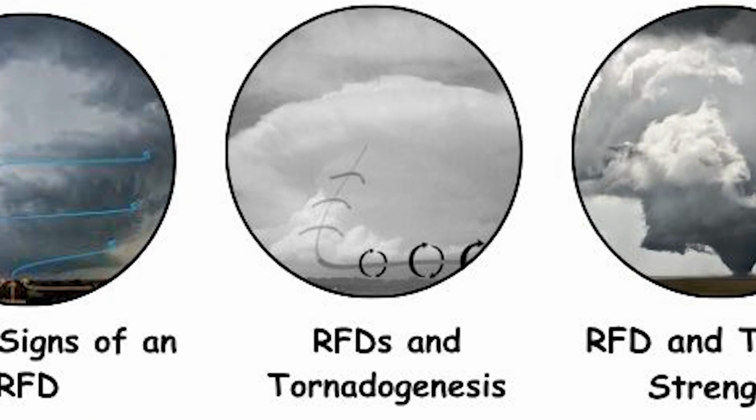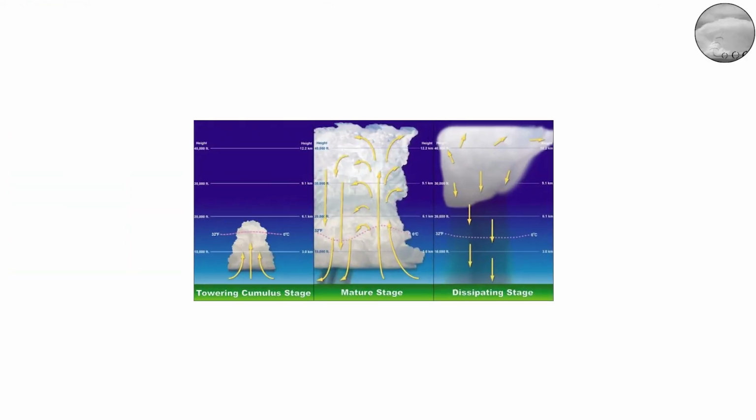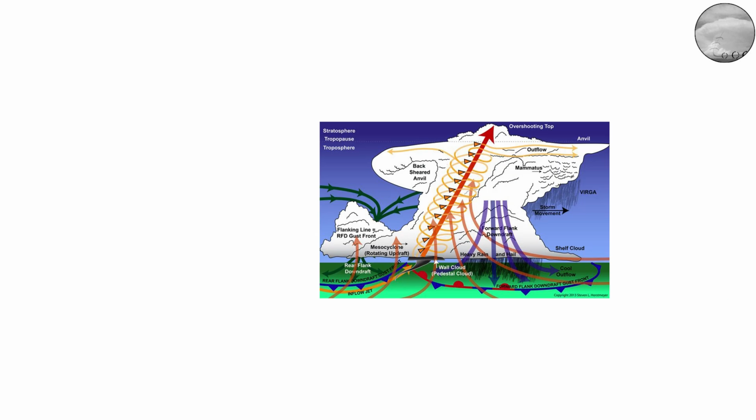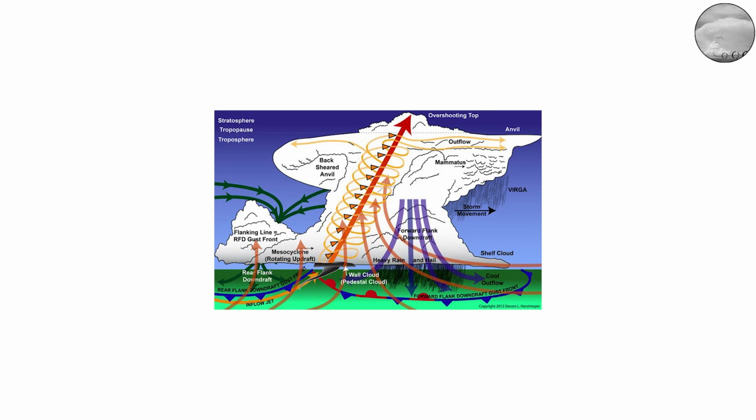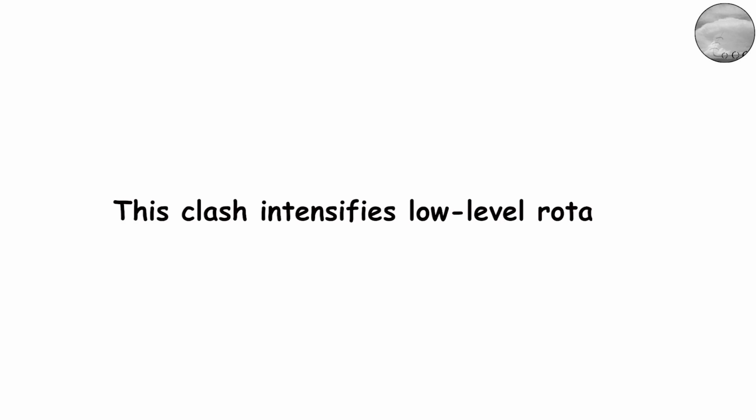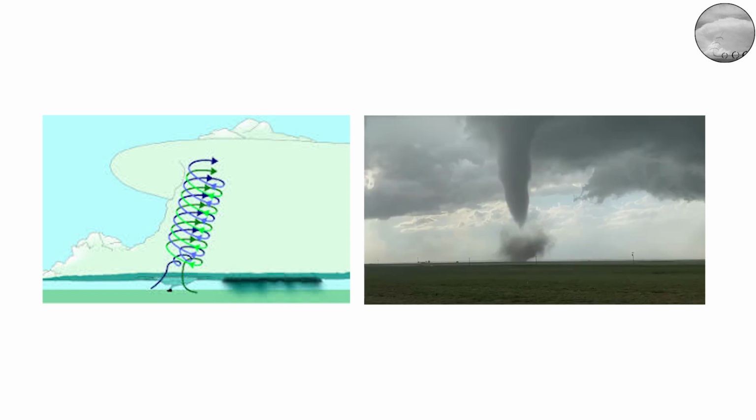RFDs and tornadogenesis. The RFD's most crucial role is in tornadogenesis, the process by which a tornado is born. When the RFD hits the ground and curves around the mesocyclone, it creates a zone where inflowing warm, moist air slams into descending cool air. This clash intensifies low-level rotation. The mesocyclone's spin is tightened and stretched toward the ground until a funnel finally connects sky to surface.